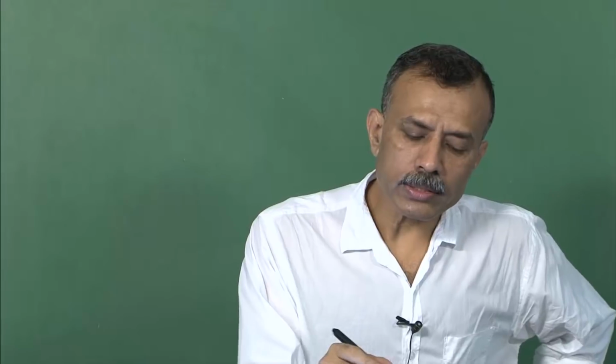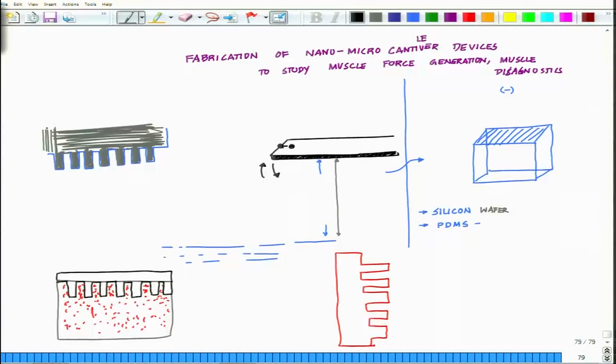Now depending on the size of the mask that is provided, you can actually decide what dimension, what aspect ratio of cantilever you are asking for. You can go to the micron range, you can even go down to the nano range, even the 100 nanometer range. It's all up to you what kind of things you want to diagnose. In case of muscles, generally we go for a micron range.